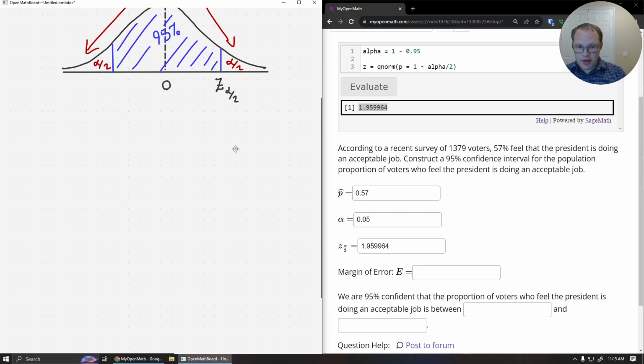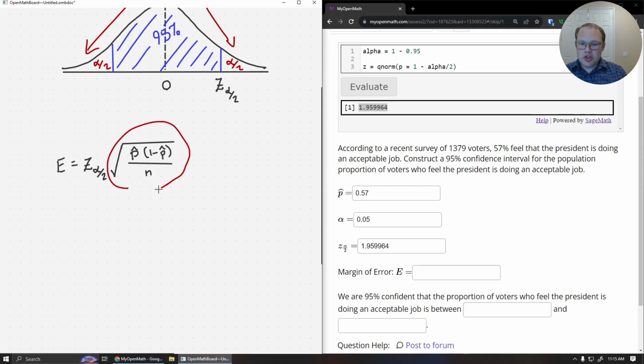So now let's take that and find the margin of error. Call the margin of error E. It is that z alpha over 2 we just calculated multiplied by the standard error of the sampling distribution, which is going to be the square root of p hat times 1 minus p hat over the sample size n. Okay? Why don't I go ahead and start by calculating that standard error.